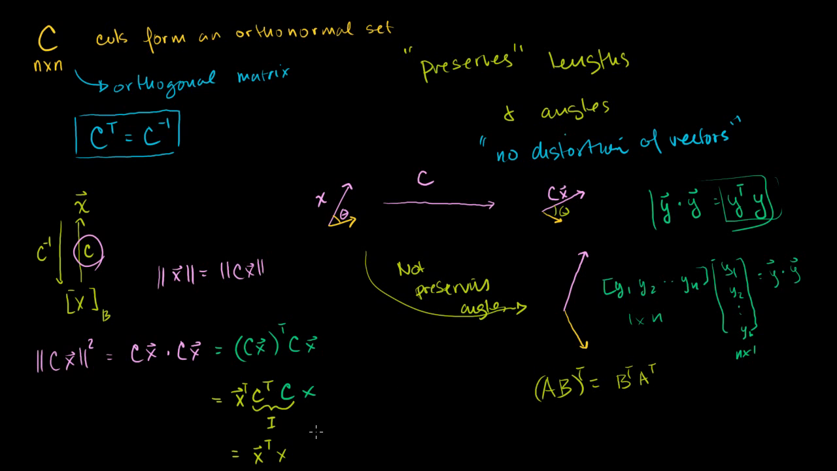X transpose X is the same thing as X dot X, which is the same thing as the length of X squared. So the length of Cx squared is the same thing as the length of X squared. Well, that tells us that the length of Cx is the length of X, because both of these are positive quantities. So I've shown you that orthogonal matrices definitely preserve length. Let's see if they preserve angles.